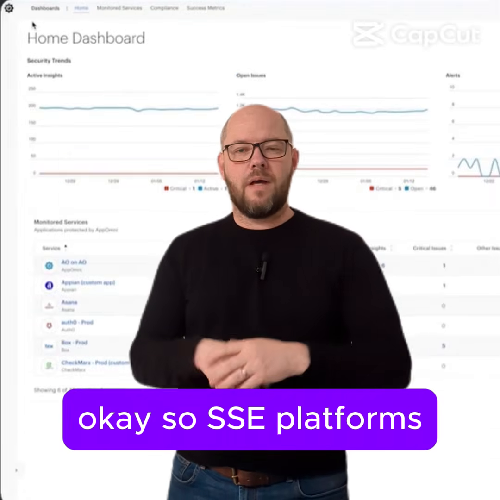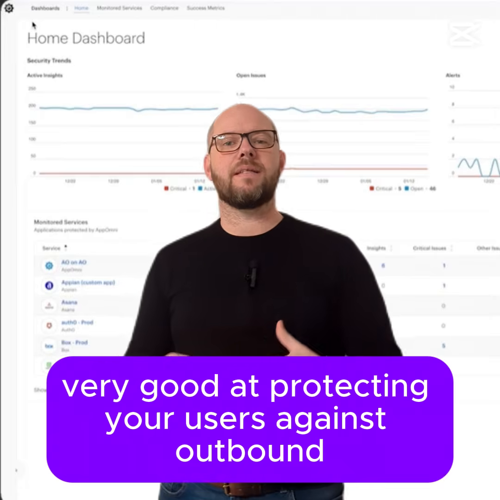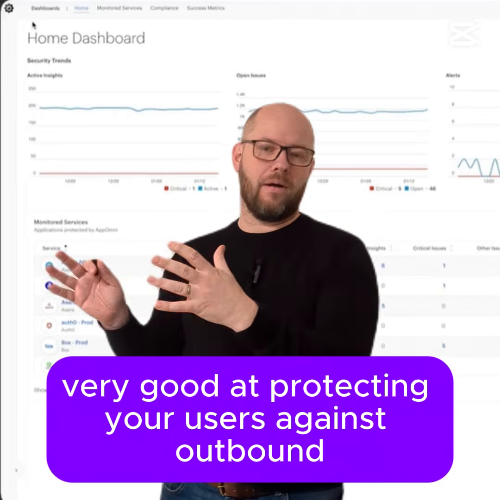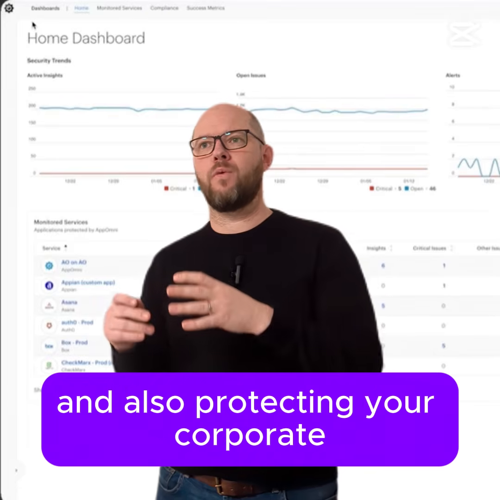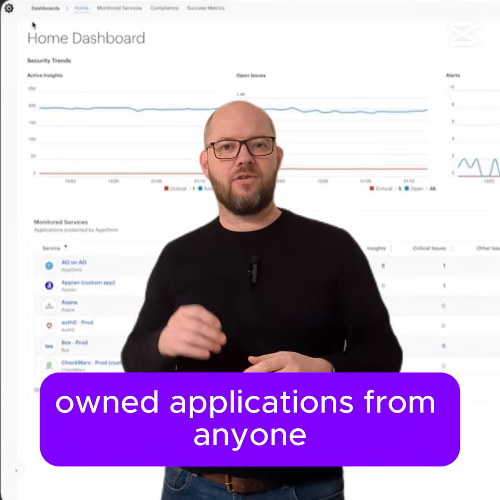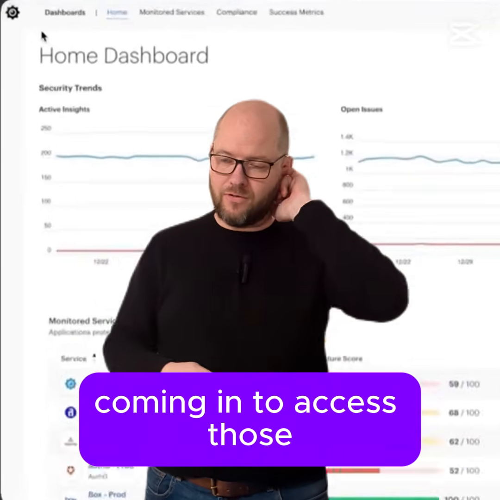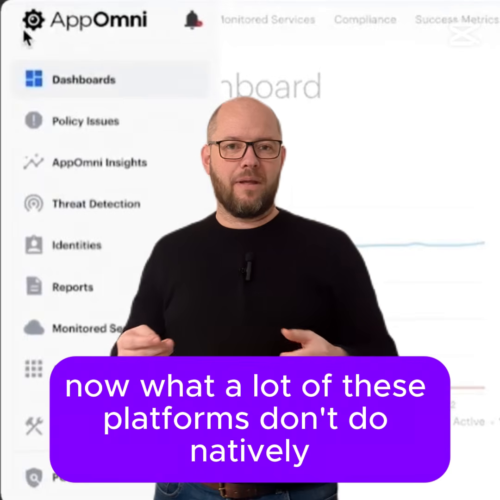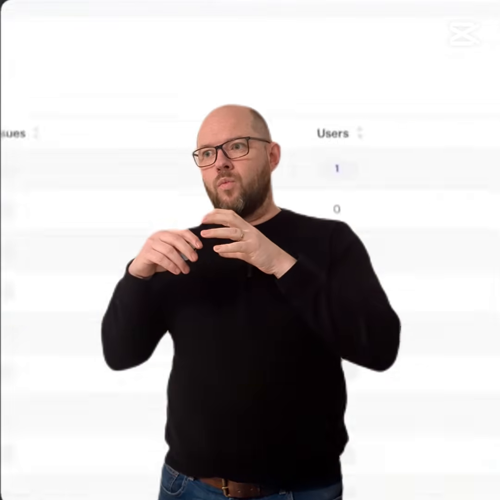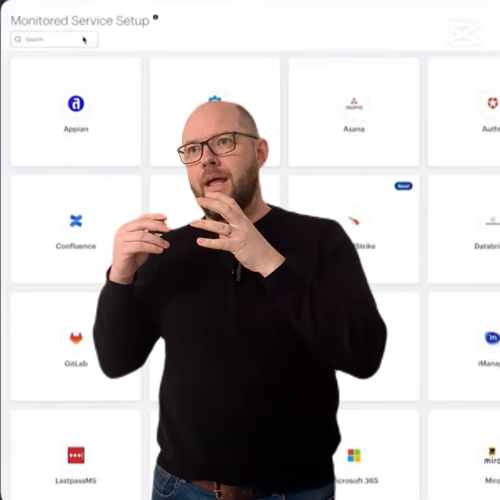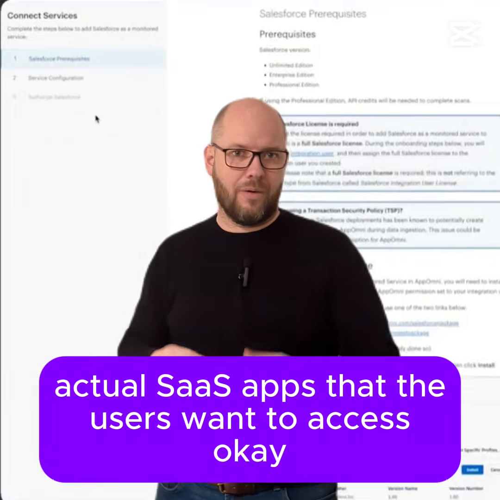Okay, so SSE platforms are very, very good at protecting your users against outbound access to any kind of malicious content, and also protecting your corporate-owned applications from anyone outside of your corporate environment coming in to access those. Now, what a lot of these platforms don't do natively is look at the security measures that are structured around those actual SaaS apps that the users want to access.